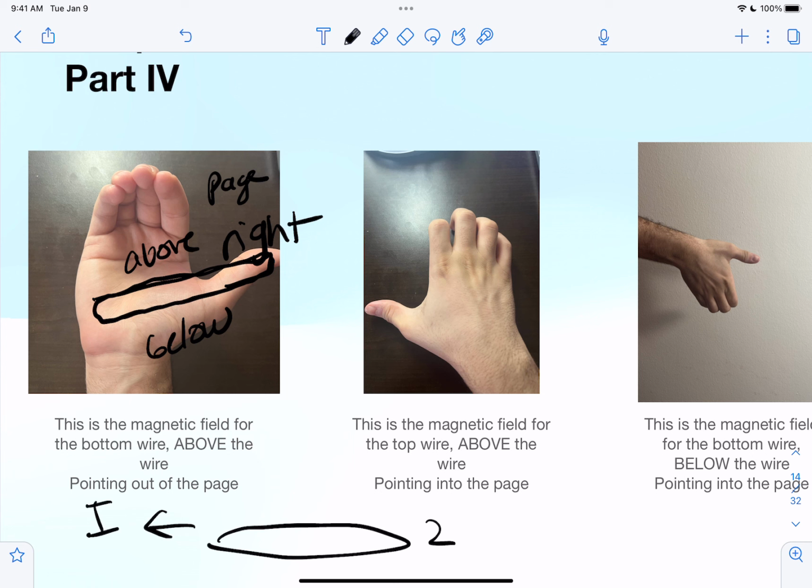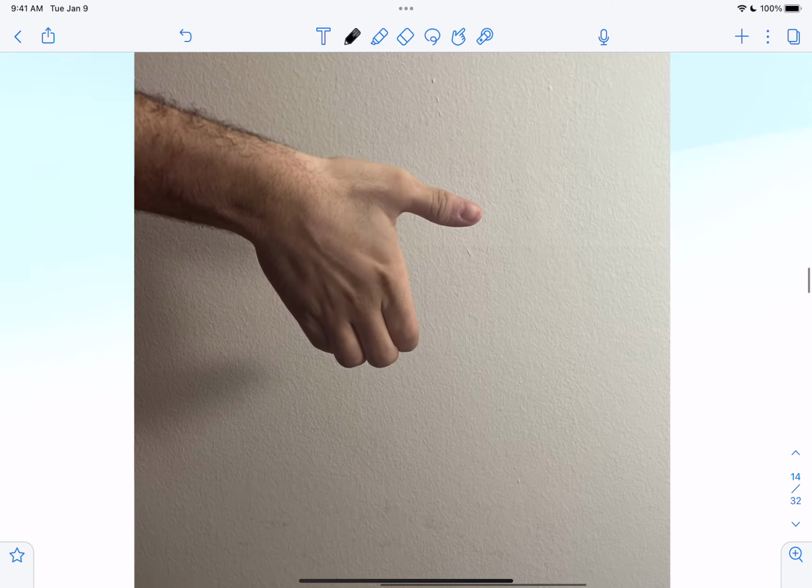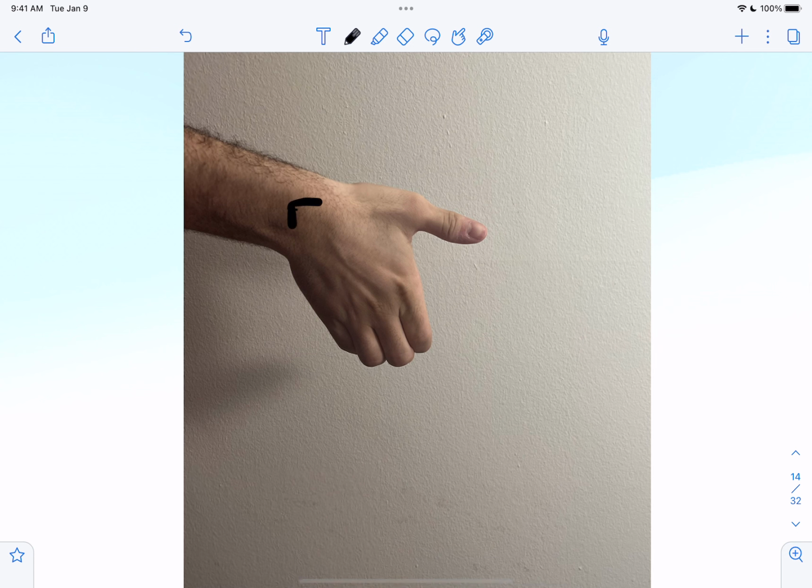I'm going out of the page above that bottom wire, wire 1. So I'm putting out of the page, above the wire. Now, once again, my thumb is supposed to be pointing in the direction of the current, so the current was pointing to the right. I can think about my thumb and the rest of my arm as being this wire axis, right?